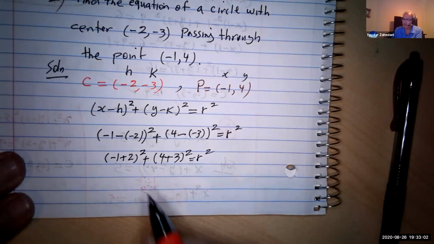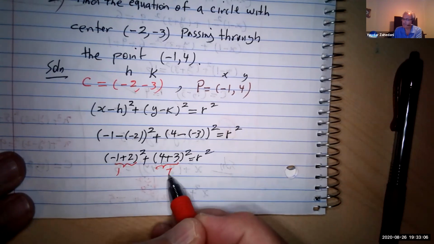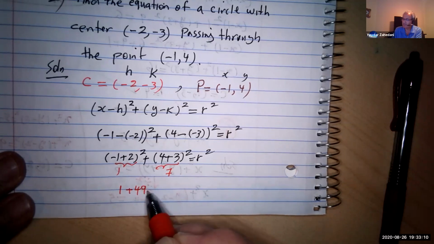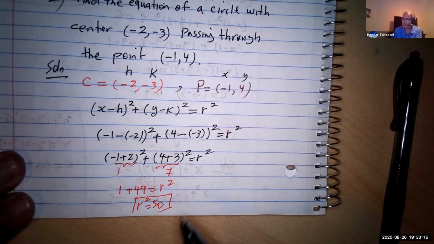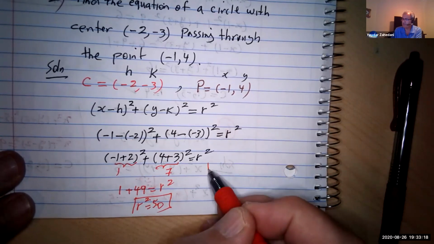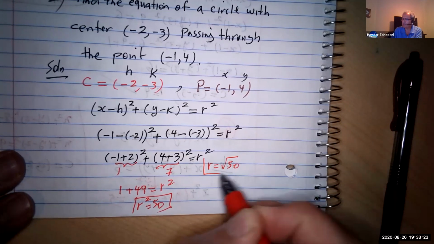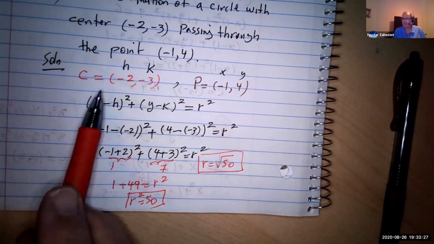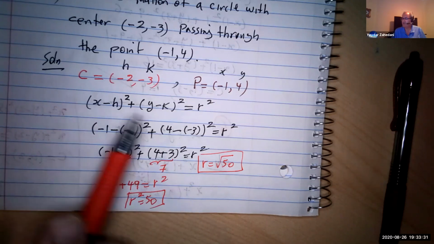Okay, this would be a 1. 1 squared would be 1. And this is going to be 7. So we're going to have 1 plus 49 equal to r squared. So r squared would be 50. And if you like, r would be radical 50. You don't need the r, you need r squared. Okay, so we have a radius and a center, so we can write the equation of a circle.